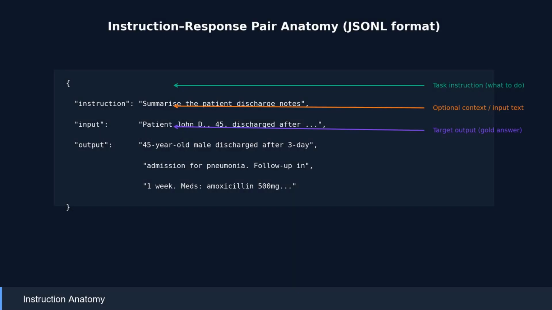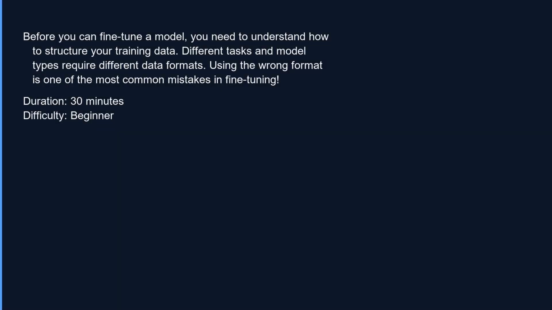Let's now look at Overview. Here we can see the instruction anatomy. Before you can fine-tune a model, you need to understand how to structure your training data. Different tasks and model types require different data formats. Using the wrong format is one of the most common mistakes in fine-tuning. Duration, 30 minutes. Difficulty, beginner.